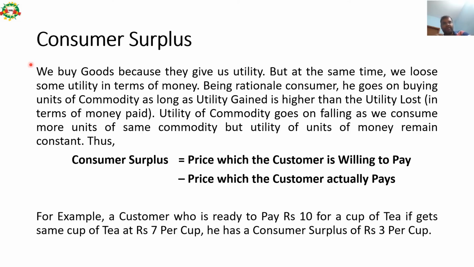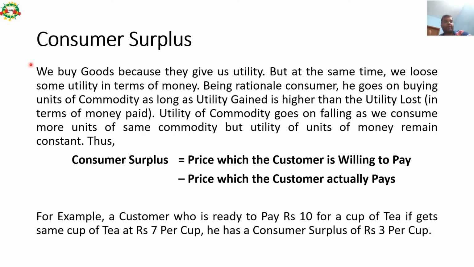So if I have, say, 1000 rupees and I want to buy a bottle of Coke, some cold drink, and each bottle of Coke costs 100 rupees, then the first bottle I purchase by paying 100 rupees will give me more utility than my 100 rupees paid. But if I buy a second bottle of Coke, it will give a little bit less utility.